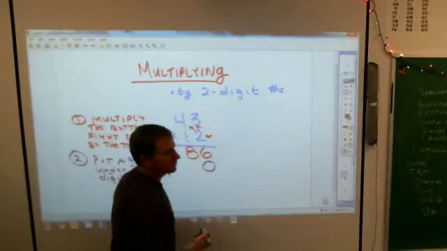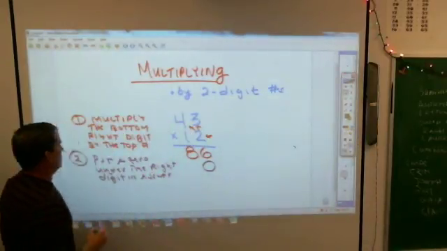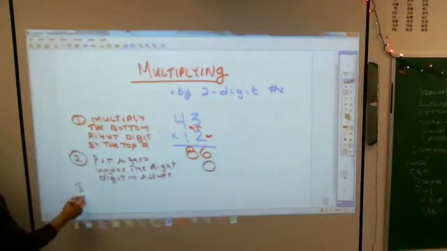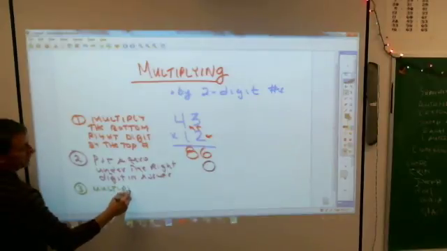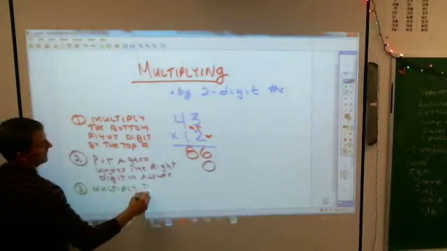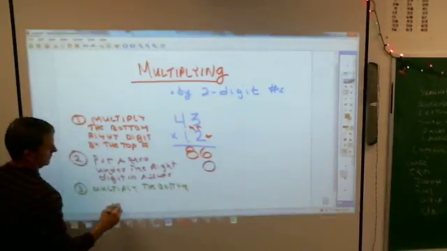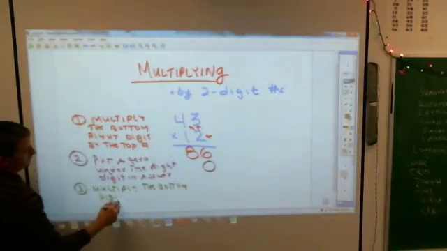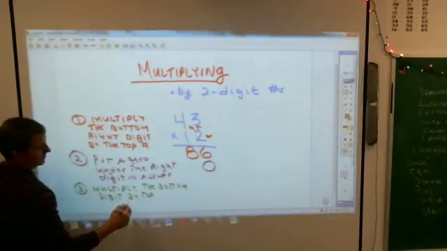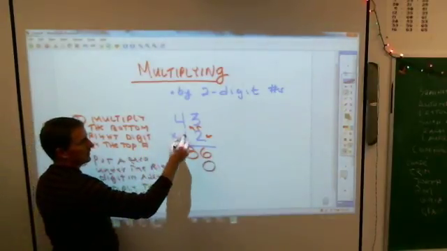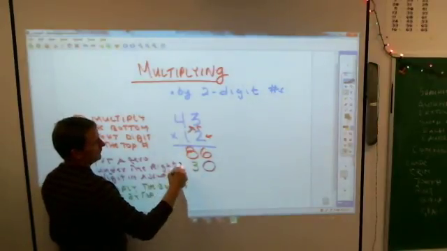But I'll do it in different colors so you can see. Now you multiply the bottom left digit by the top. And that would be this 1. Now I do 1 times 3. And then I do 1 times 4.